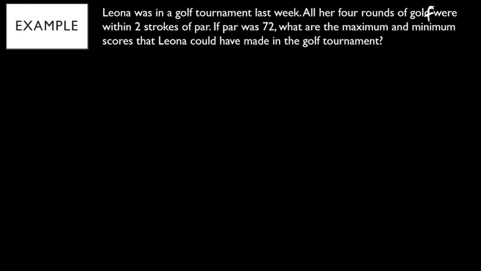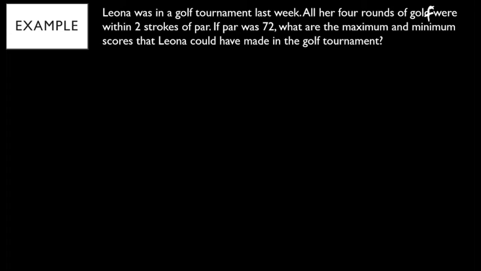Okay, so all of her 4 rounds of golf were within 2 strokes of par. If par was 72, what are the maximum and minimum scores that Leona could have made in the golf tournament? So it's asking for maximum and minimum scores. So this is going to be an equation, an absolute value equation.